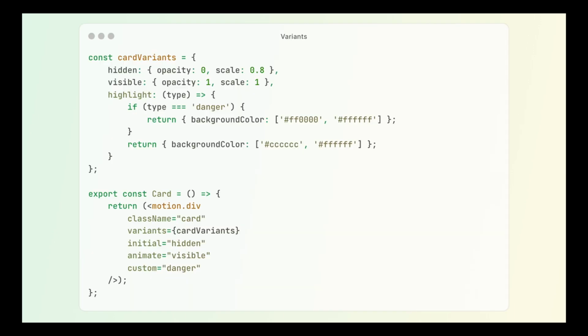Framer Motion takes it a bit further and provides a built-in mechanism to reuse animations. It's called variants. Variants is essentially just an object where keys are the names of the variants, and its value is either an object which describes the animation or a function, which in turn returns the object which describes the animation. And you pass these variants to the component as a variants prop.